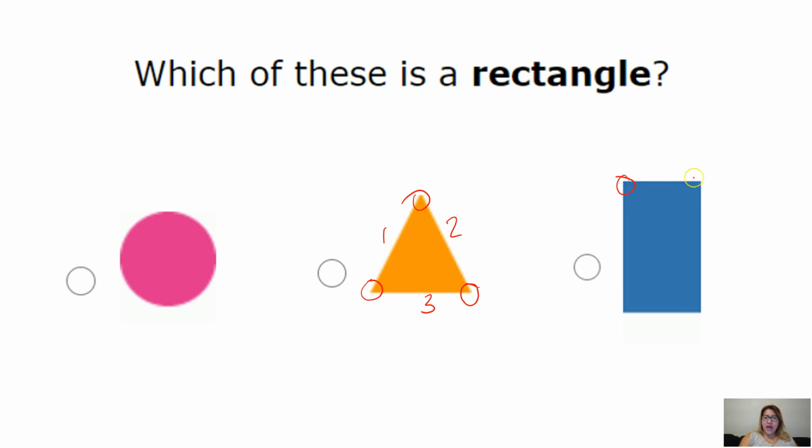Okay, and this one has 1, 2, 3, 4 vertices, and it has 1, 2, 3, 4 sides, and 2 of the sides are the same, and the other 2 are the same. So there's 2 sides that are the same, and the other 2 sides are different sizes. So they're not all equal, so that makes it the rectangle.